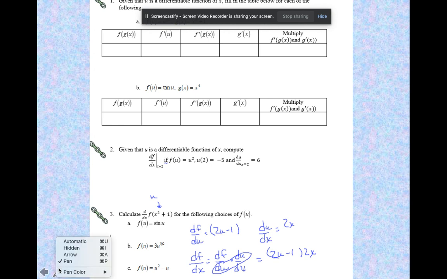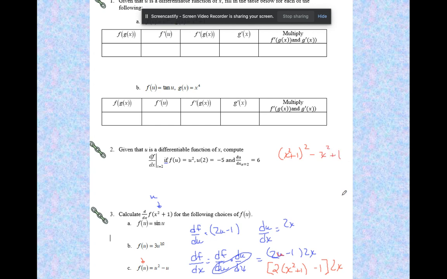But what must you remember to do? Can't have all those variables floating around. Clean that up a little. Now, if I try to do this one normally, if I went ahead and did the composition first, this would look like u squared minus u, right?